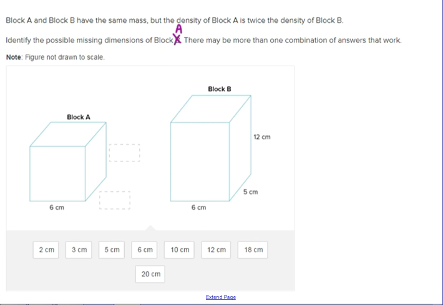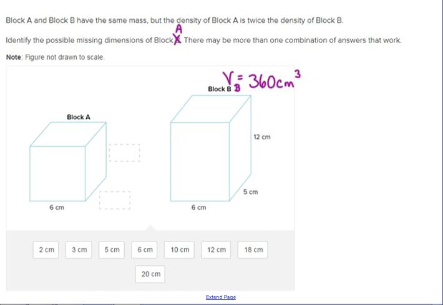Block B, we have all of its dimensions. So if we have all of its dimensions, we're dealing with density. That means that we can find its volume, and that's probably going to be helpful to us at some point in time in the problem. We've got 6 times 5 times 12, so that's 30 times 12. That's 360 cubic centimeters for the volume of block B. Okay, the volume of block B is 360 cubic centimeters.